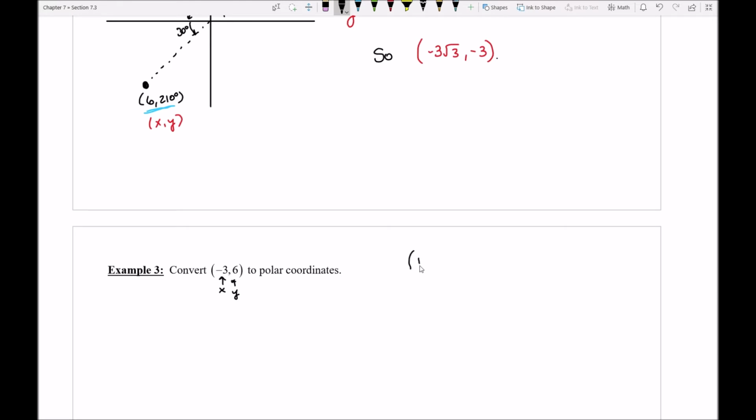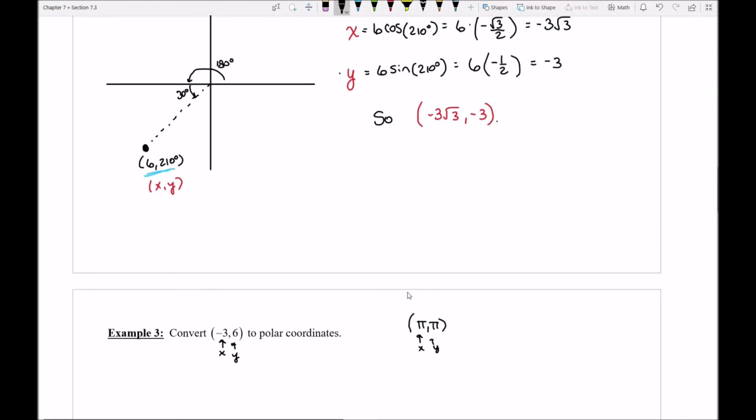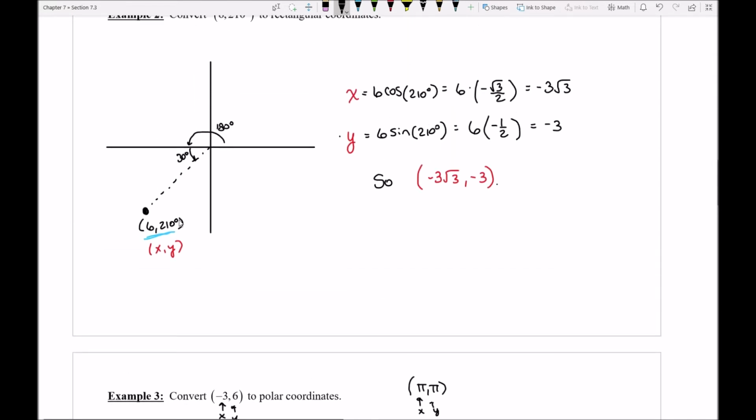I could have just as easily given you a point like pi comma pi, and that could have been an x and a y point and said convert, right? The only thing that's a dead giveaway on any of these questions as to what you're working with is if you had a degree symbol.